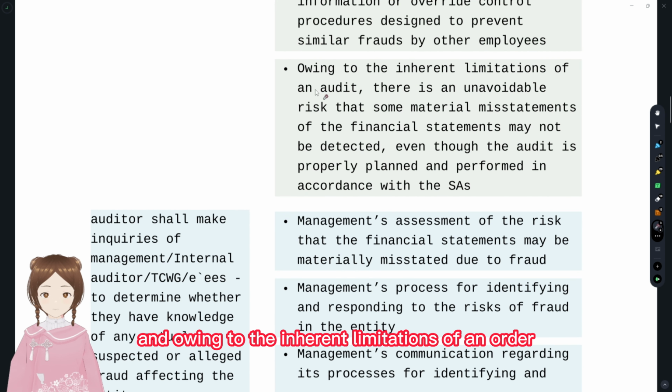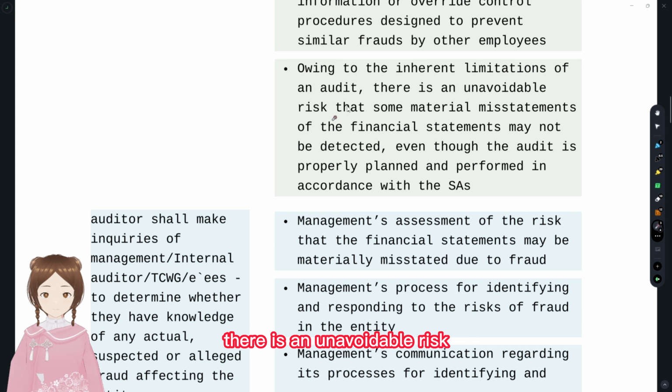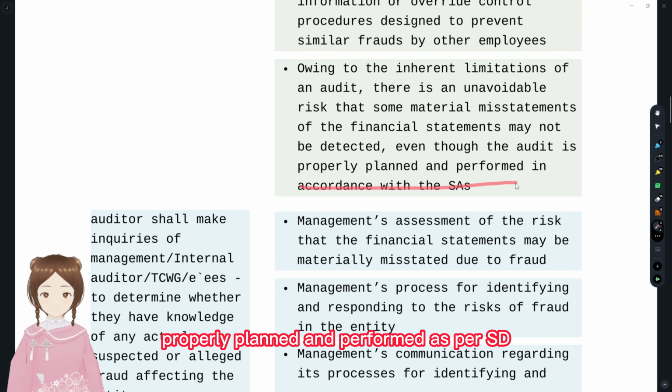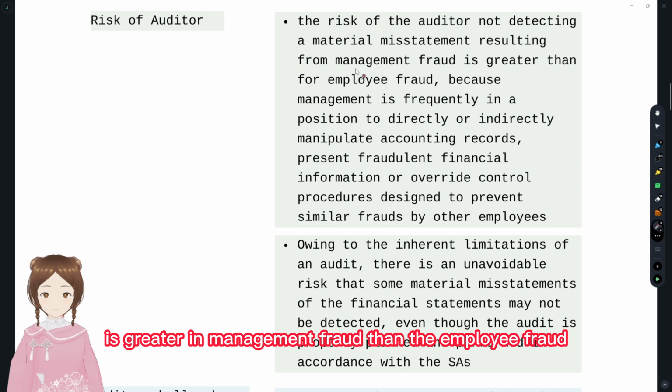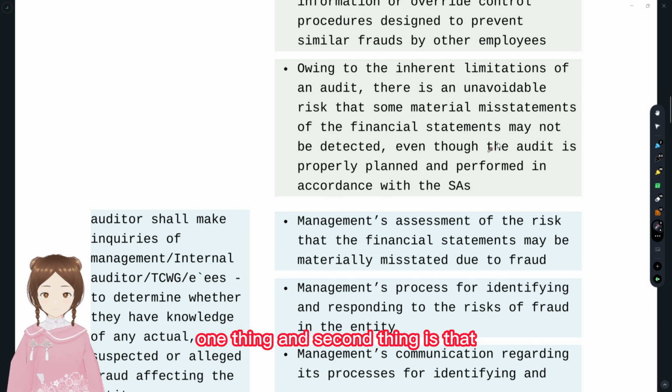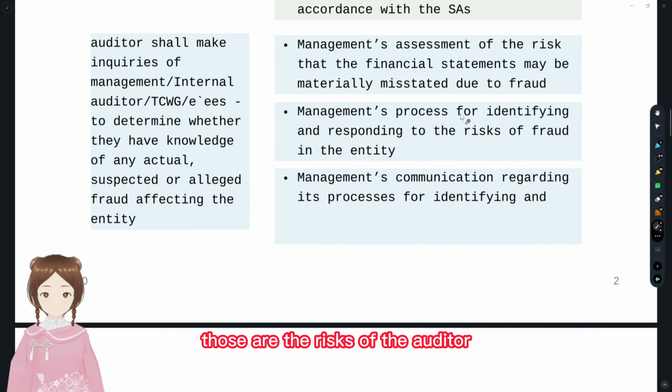And owing to the inherent limitations of an audit, there is an unavoidable risk that some material misstatements in financial statements may not be detected, even though the audit is properly planned and performed as per SAs. Again, they're talking about detection risk. Here, they're saying detection risk is greater in management fraud than employee fraud because of the manipulating of accounting records and overriding of controls. That is one thing. And the second thing is that even though the audit procedures were well planned as per SAs, there are still some limitations of an audit, so a material mistake may not be identified or detected. Those were the risks of the auditor.